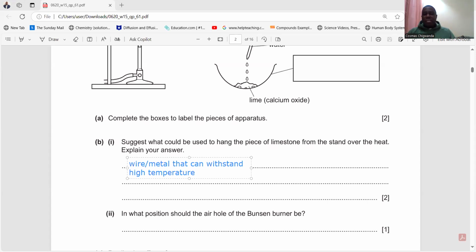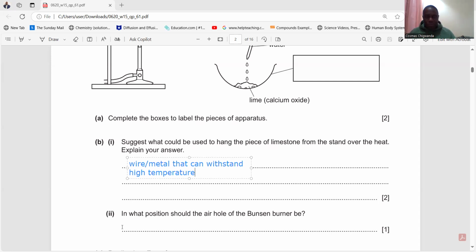So the question suggests what could be used to hang. We use a wire. Obviously, we're not going to use a piece of thread. So it's more of a common sense question. We want a metal or a wire that can withstand high heat. Why 2 marks? We need to find out from the student whether they know that we are not going to use a piece of string. So it has to be a metal or a wire, first mark. Second reason, it must withstand high heat. So that's why we have 2 marks there.